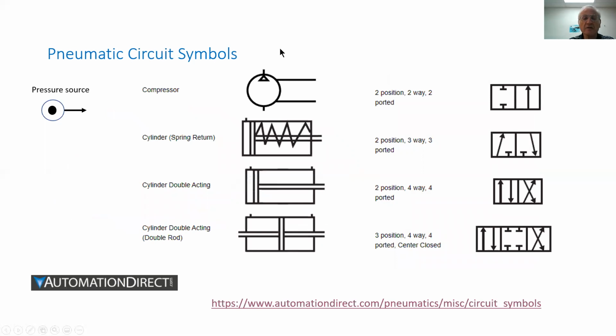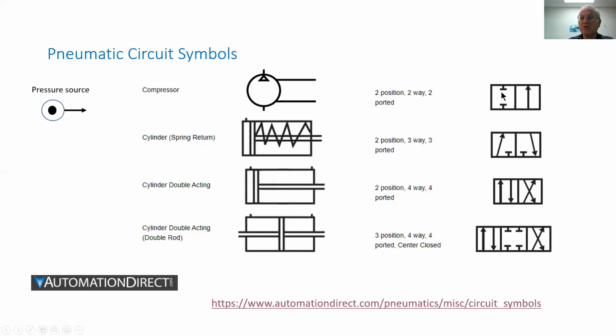To design a pneumatic system, typically the circuit diagram is expressed by these symbols. We have here the pressure source, the compressor, the cylinder with a spring return, and a double acting cylinder with the two sides. We have here double rods with a double acting.